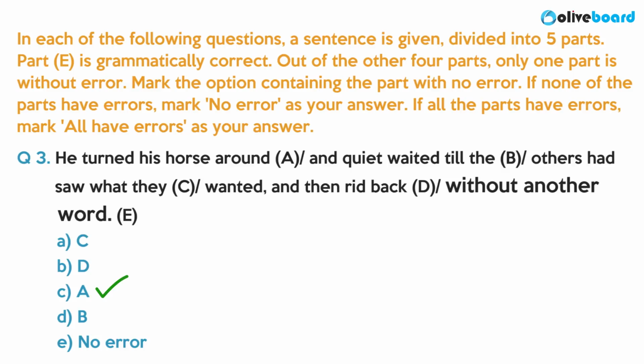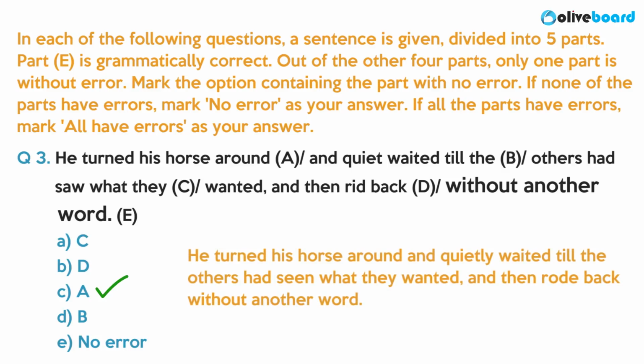And our correct sentence would be, he turned his horse around and quietly waited till the others had seen what they wanted and then rode back without another word. Moving on to the next question.